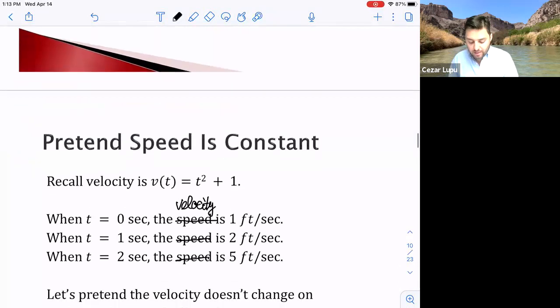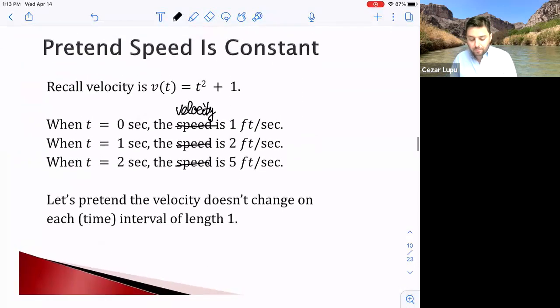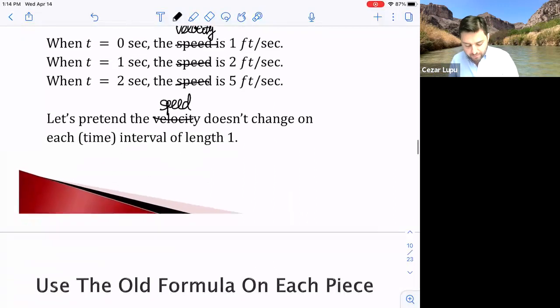And now let's pretend that the speed, not the velocity, doesn't change on each time interval of length 1, right? So when we are from 0 to 1, it doesn't change. From 1 to 2, it doesn't change, and from 2 to 3, it doesn't change. So we'll pretend that the speed is constant. So I messed up here with velocity and speed, but anyway. So let's use an old formula on each piece. So let's do that.